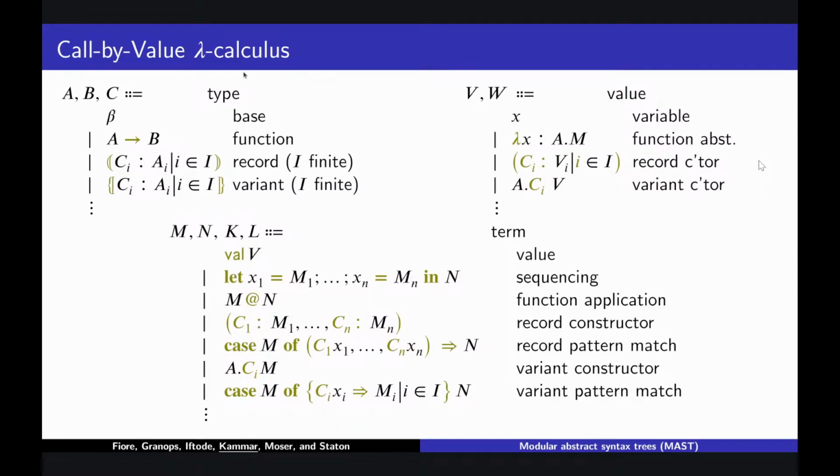So what do I mean by the core call-by-value lambda calculus? I actually mean a bunch of calculi. You have base types, function types, records, variants. You can add some more types. I'm not going to consider more types in this talk.